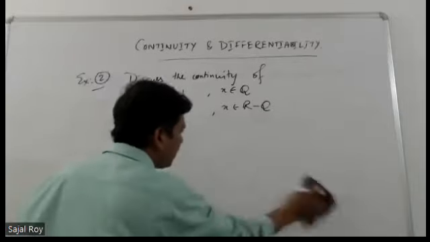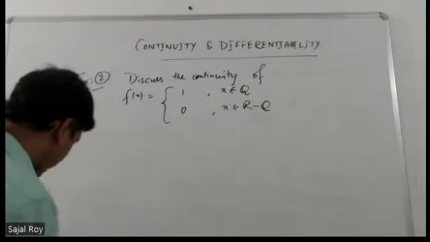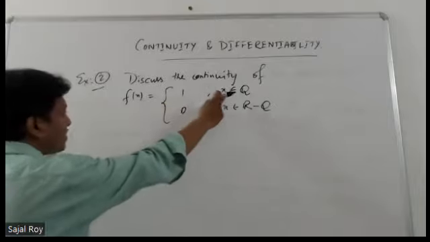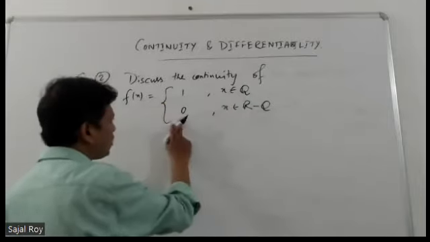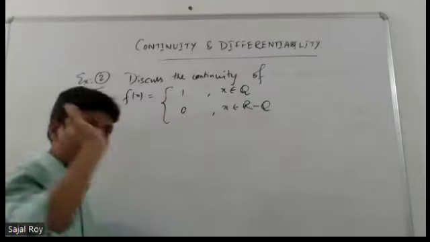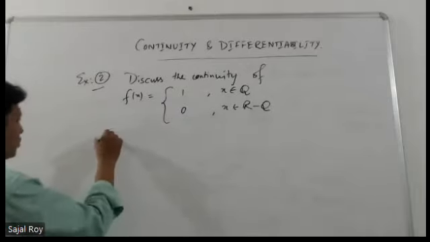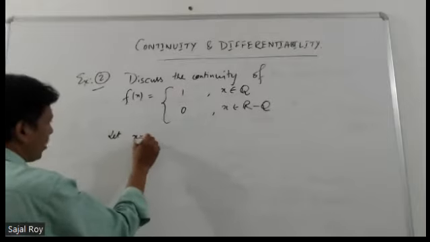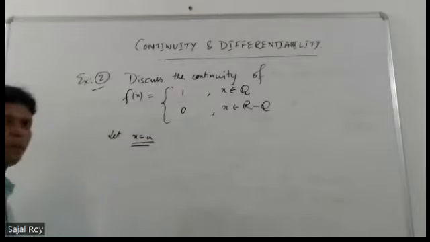Now, this is a very important concept for rational and irrational numbers. Suppose f(x) equals 1 when x is a rational number, and f(x) equals 0 when x is an irrational number. Okay, the question is clear. Now suppose x equals a, any number a.